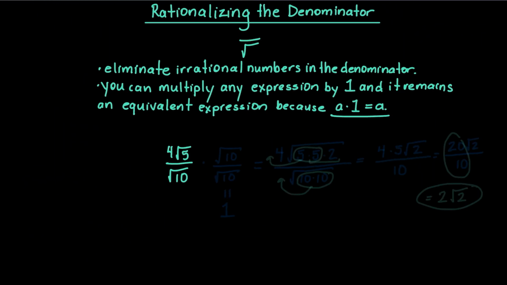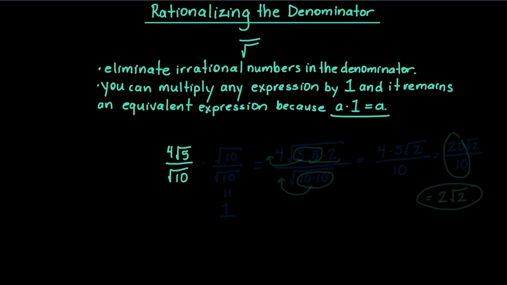Sometimes you'll have a coefficient in front of the radical. 4 is what we would call a coefficient in front of the radical 5. What we have to keep in mind is numbers outside of radicals can be multiplied, numbers inside of radicals can be multiplied. But a number outside a radical cannot be multiplied into a radical.